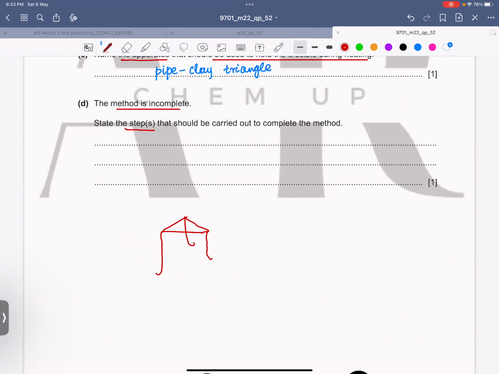Under which we keep the Bunsen burner. And on that tripod stand, we place a pipe clay triangle, which has 3 outlets over here to hold them. And on that, we keep that crucible on it. Okay.